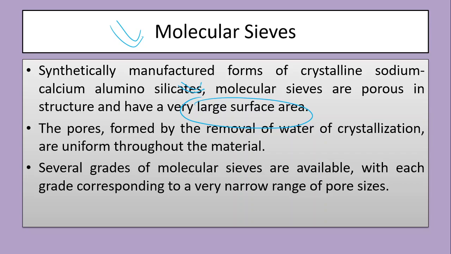The pores formed by the removal of the water of crystallization are uniform throughout the material. That is one of the very good advantages. The pores are at a very molecular level. That's why it is called molecular sieves, and that is almost uniform throughout the material. Several grades of molecular sieves are available, with each grade corresponding to a very narrow range of pore sizes. That is one of the beauties of molecular sieves. That's why people prefer molecular sieves over the other processes.